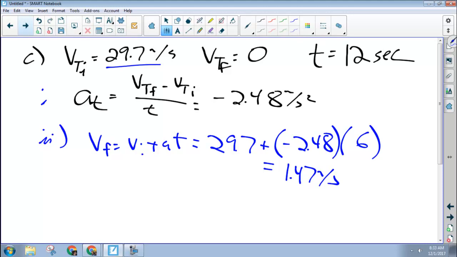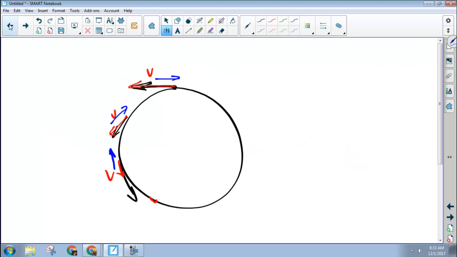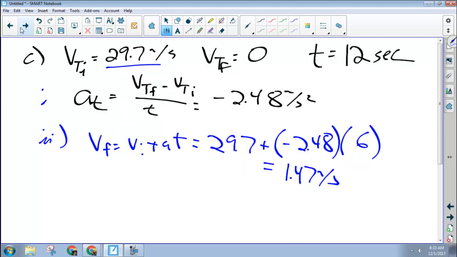Follow? So somewhere between here and here, there's a point where we're traveling at that velocity. Good? All right, and then Roman numeral 3 says what's the centripetal acceleration at that point? So a_c is v squared over r, so I'm just going to take that velocity.